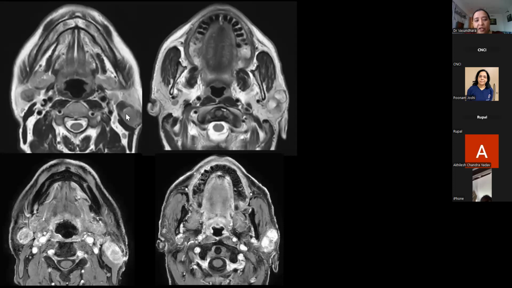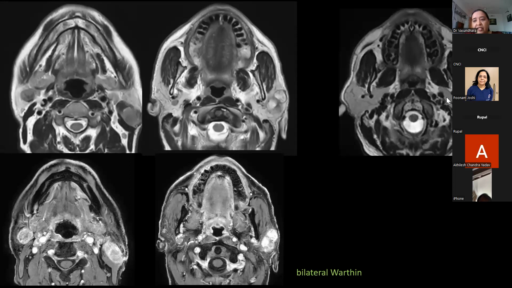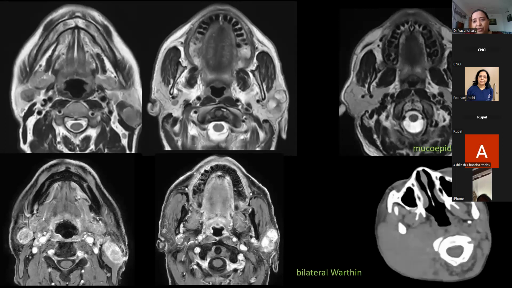Now this was a case of Warthin's tumor involving both the parotids. A tumor which looked very similar over here was a mucoepidermoid tumor. Hence, I say we do not rely on histopath; we cannot tell the exact histopath on MR.